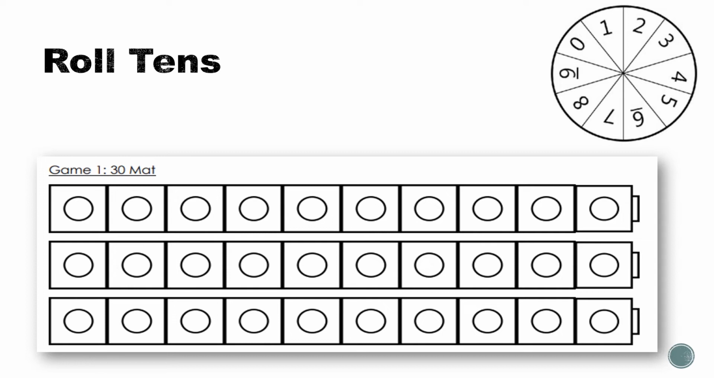To begin, player 1 will spin the spinner 2 times. 8 and 4. Player 1 will add those 2 numbers together and color in that many connecting cubes on the mat. So let's go ahead and do that.